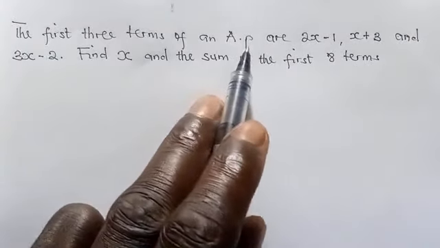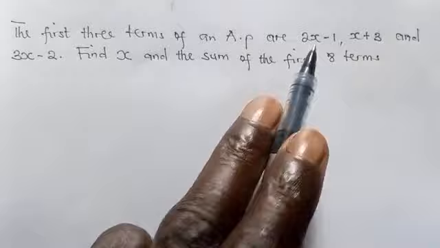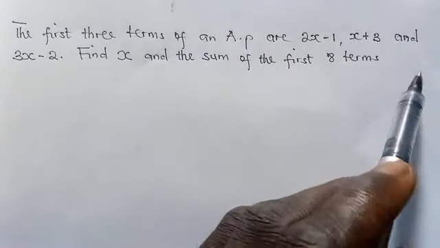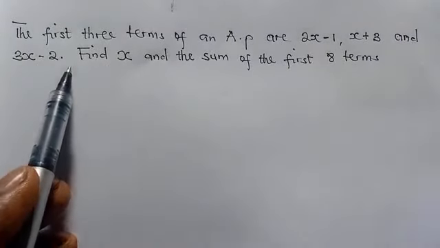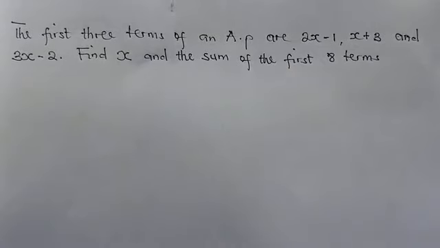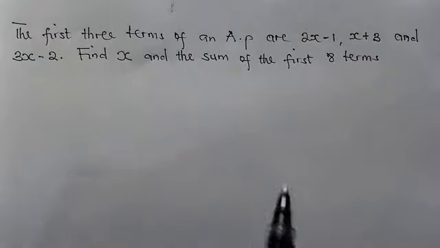The first three terms of an AP are 2x minus 1, x plus 3, and 3x minus 2. Find x and the sum of the first 8 terms. This is an arithmetic progression where we are asked to look for the value of the unknown x and the sum of the first 8 terms. The first responsibility we have here is to find what our first term is and what our common difference is, before we can proceed to solving the sum of the first 8 terms.